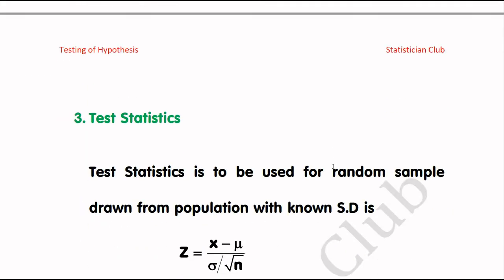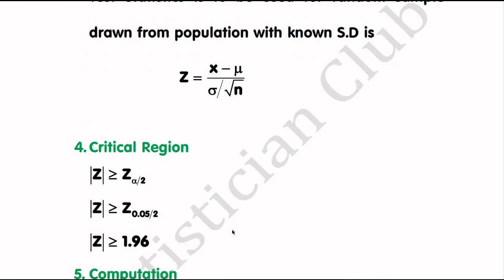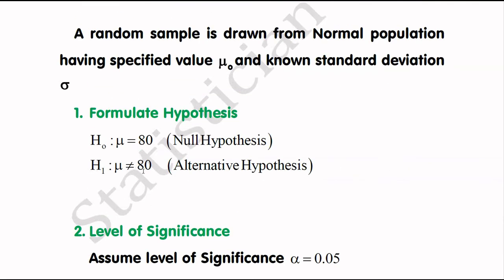Next step is the test statistic. The test statistic to be used for a random sample drawn from a population with known standard deviation is z is equal to x bar minus mu over sigma over under root n. X bar is the sample mean, mu is the population mean, sigma is the standard deviation, and n is the sample size. Critical region. Because the not equal to sign means a two-tailed test is used. The shape of the distribution is such that the critical region is on the right side as well as on the left side.